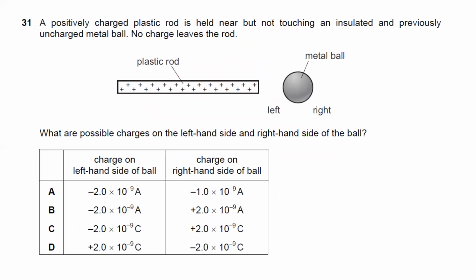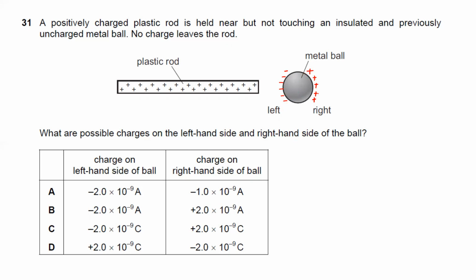Next question, question 31. It says a positively charged plastic rod is held near, but not touching, an insulated and previously uncharged ball. No charge leaves the rod. What are possible charges on the left and right side of the ball? So on the left side, this positive rod attracts negative charges, and equal opposite positive charges are induced or moved towards the right side of the ball, because the net charge remains the same. So on the left side there are negative charges, and on the right side equal positive charges.